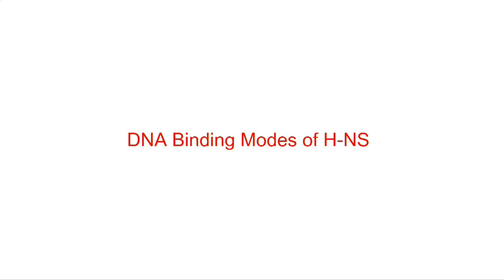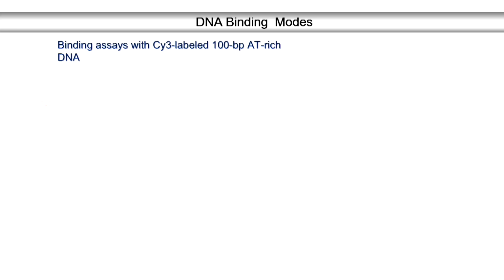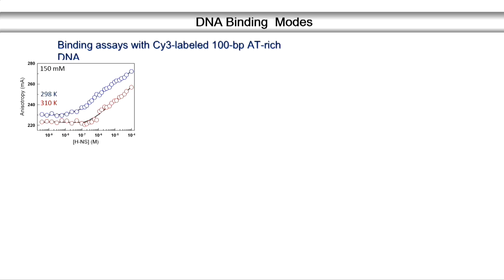There is no prior evidence to this, and we went about doing simple experiments where you basically take a piece of DNA, you tag it with a dye, and you look at the rotational correlation time of this particular dye as you add more and more protein to it. As the protein binds the DNA, the rotation will be slowed down, and hence you will have an increase in anisotropy as a function of concentration, and this can be used to quantify some kind of binding affinity of this protein to DNA.